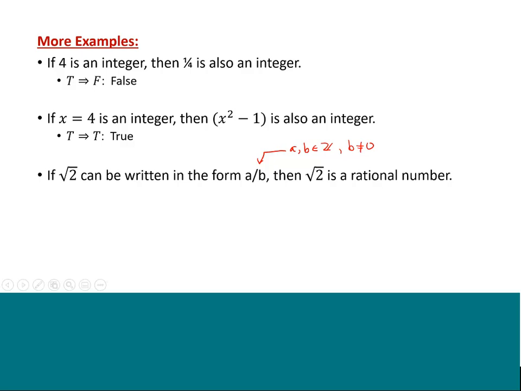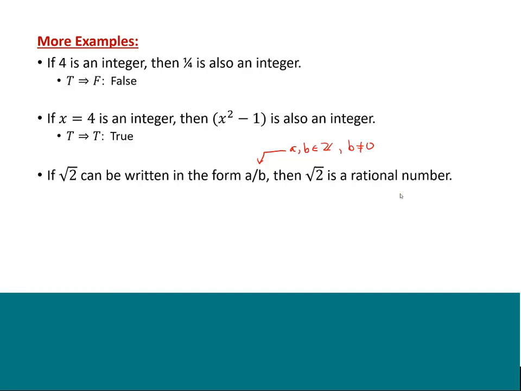Now, notice the if part of the statement says square root 2 can be written as, and it gives a form. What does that form look like to you guys? Don't overthink it. It totally looks like a fraction, right? So this first part says square root 2 can be written as a fraction. Now, if square root 2 could be written as a fraction, is it okay to call it a rational number? Yes or no? Yeah, because that would just be using the definition of a rational number.